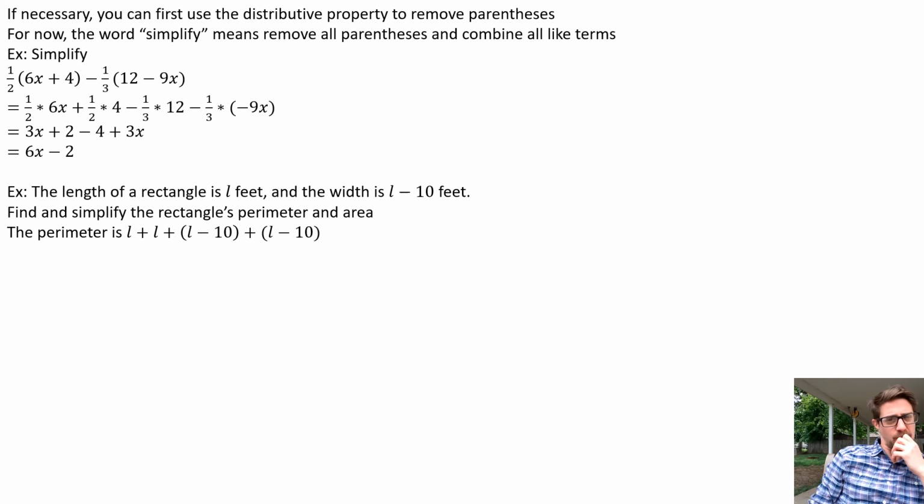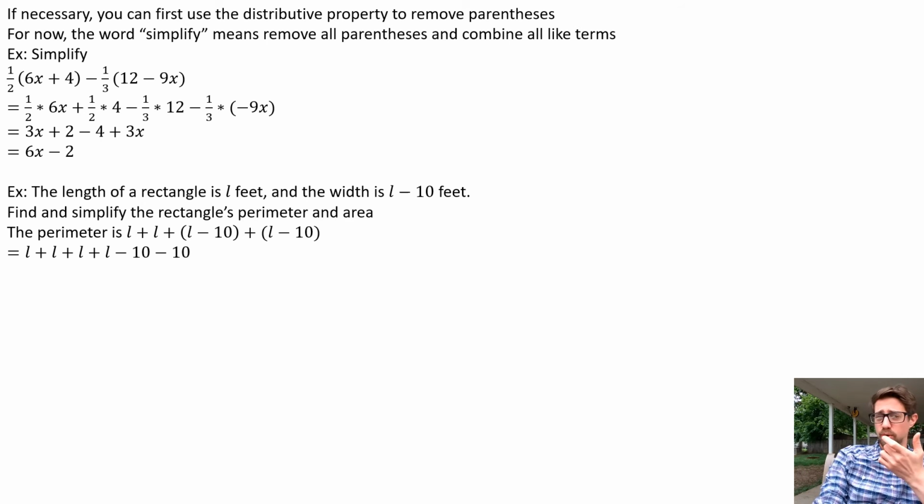Okay, so the perimeter is just the sum of all four sides. L plus (L minus 10) plus (L minus 10). I put those widths in parentheses, not because I really needed to, but because they're still kind of grouped together. So now we just simplify that expression. So take the parentheses away.